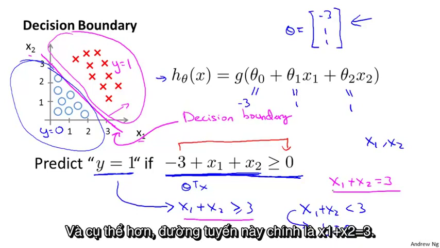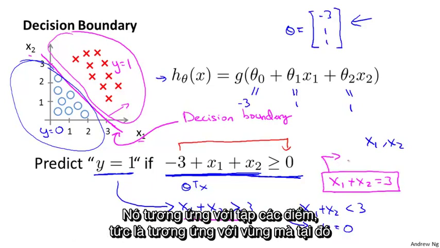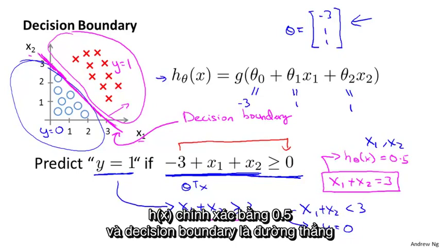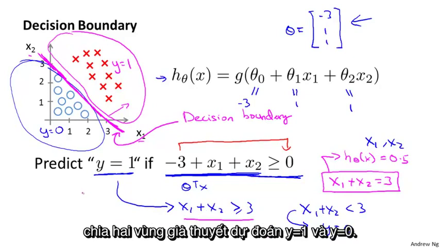And concretely, this straight line, x1 plus x2 equals 3, that corresponds to the set of points where h of x is equal to 0.5 exactly. And the decision boundary, that is this straight line, that's the line that separates the region where the hypothesis predicts y equals 1 from the region where the hypothesis predicts that y is equal to 0.